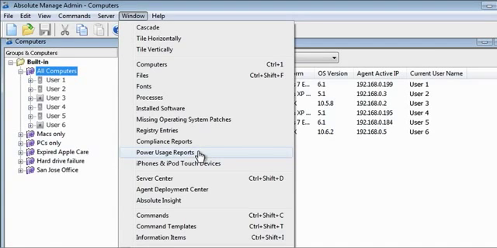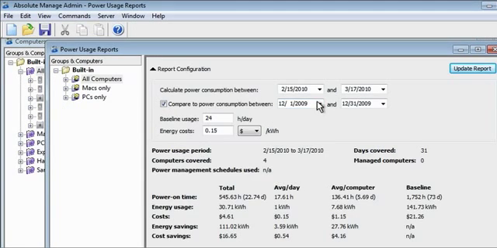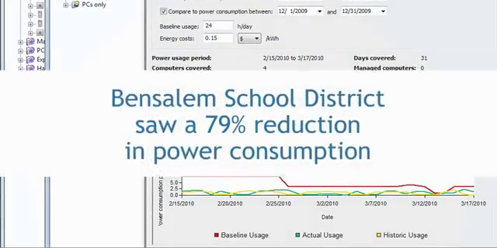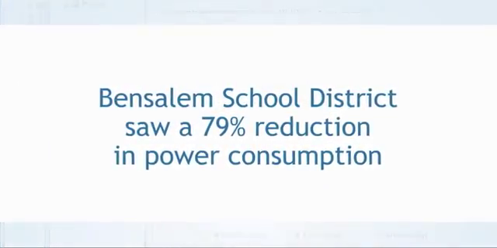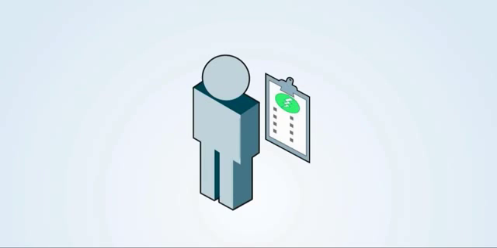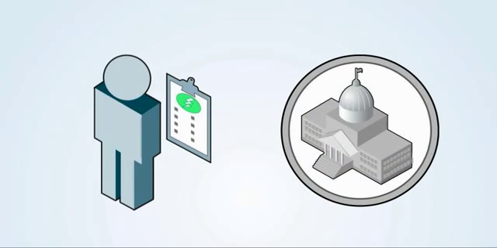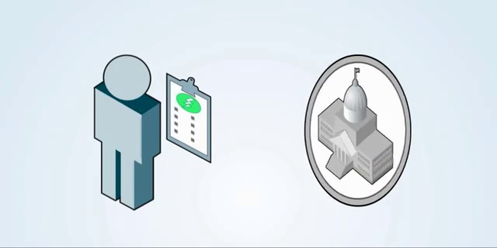Then, analyze the data generated by your policy to determine your resource savings and plan for even greater efficiencies. Implementing a power management policy may also make you eligible for government grants or tax savings, further lowering your total cost of ownership.